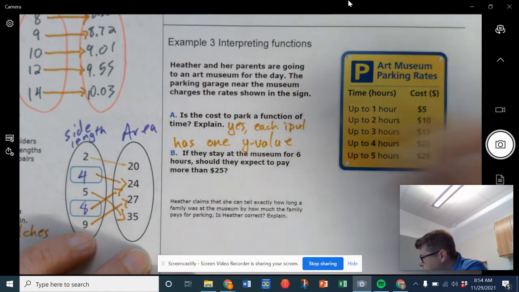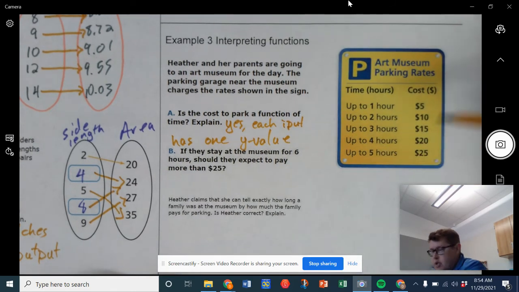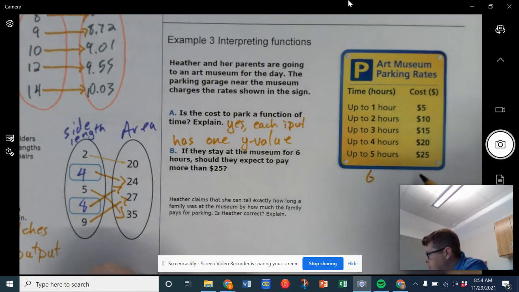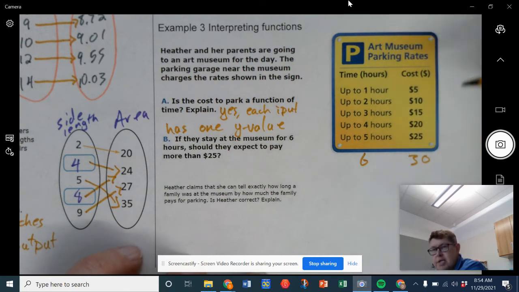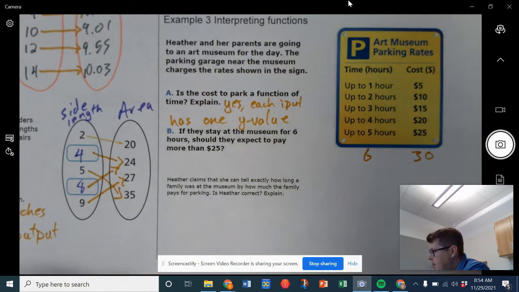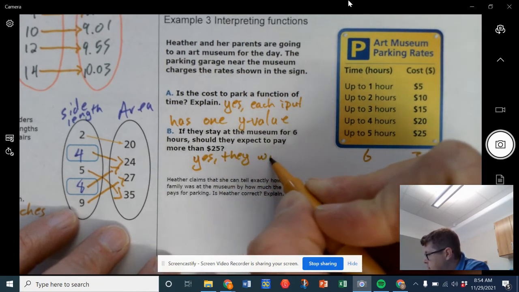Okay. If they stay at the museum for 6 hours, should they expect to pay more than 25? Yes, they should, right? Because there's a pattern. So 6 should be 30, right? As these increase by 1, these increase by 5. It's a linear function because they have that pattern going up. It's a constant rate of change, okay? So yes, they should expect to pay. They will pay $30.